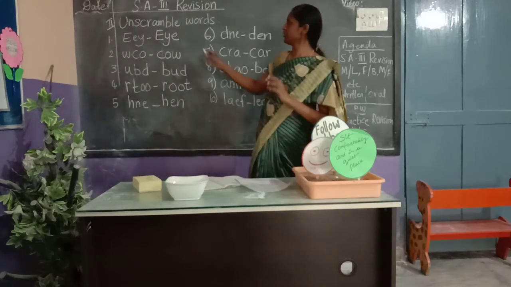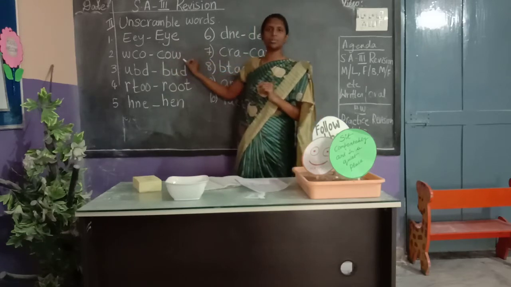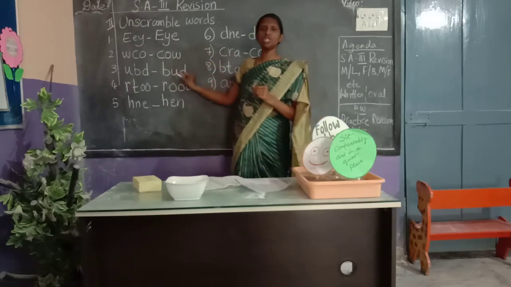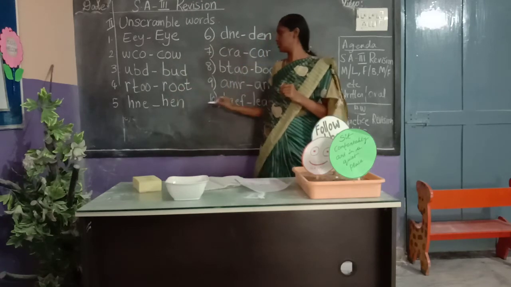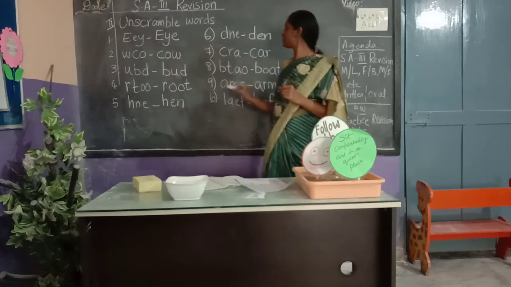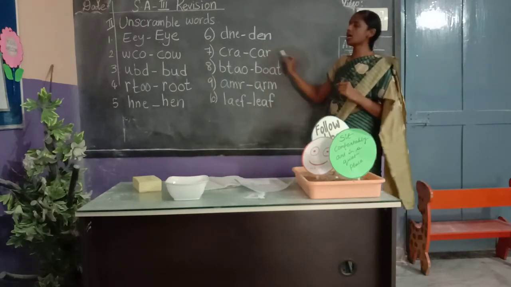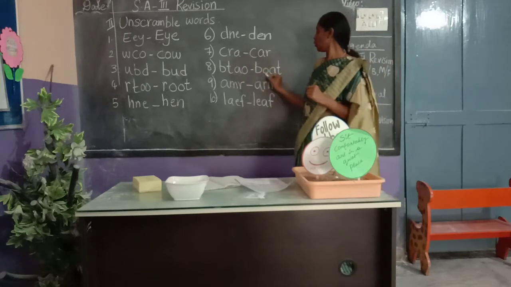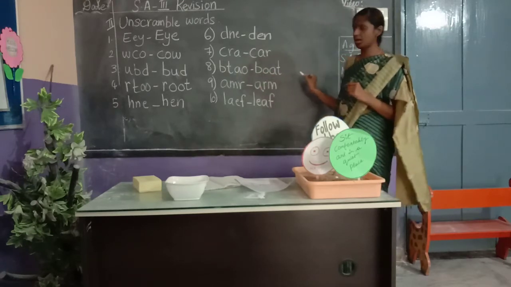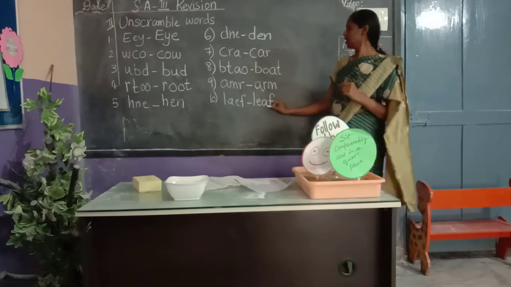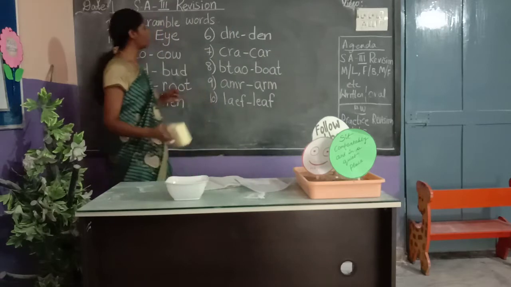Shall we check the answers? E-Y-E, eye. C-O-W, cow. B-U-D, bud. R-O-O-T, root. H-E-N, hen. D-E-N, den. C-A-R, car. B-O-A-T, boat. A-R-M, arm. L-E-A-F, leaf. So these are the unscrambled words.